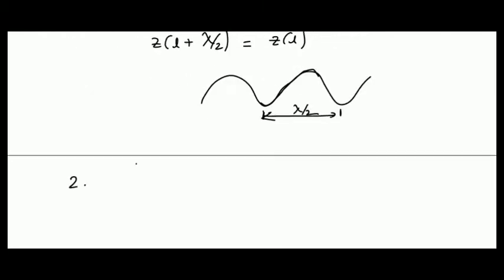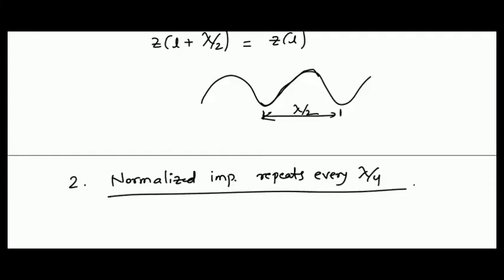The second important point, which is really very important, is about the normalized impedance. After every lambda by 4 distance, the normalized impedance inverts. Sorry, not repeats, I'm extremely sorry, it inverts. So after every lambda by 4 distance, the normalized impedance inverts.